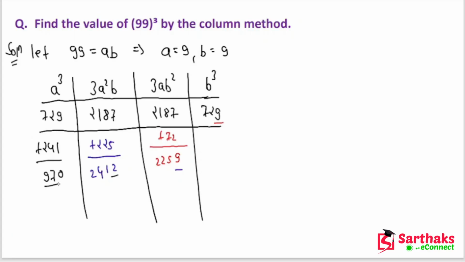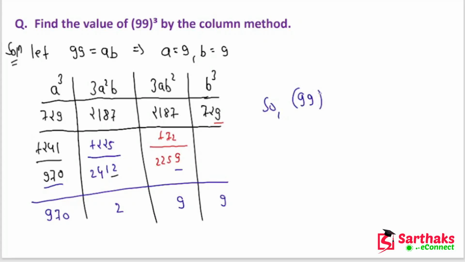And it says to underline all its digits. Okay, so let us underline all its digits. Now writing all the underlined digits, we will get 970 over here, here 2, here the underlined digit is 9 and again it is 9. So 99 cube is equal to 970299. So again it was very easy. Now you can see that it is not time consuming either. We just have to follow the method.